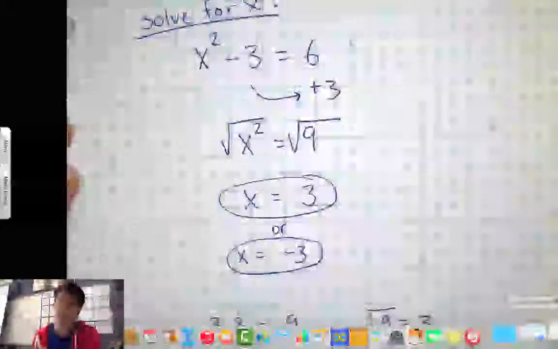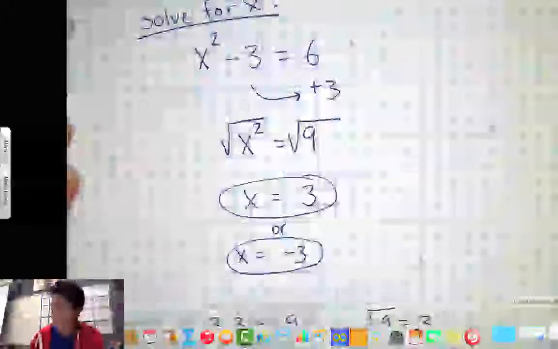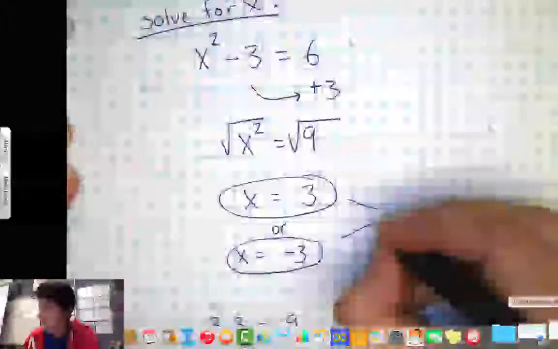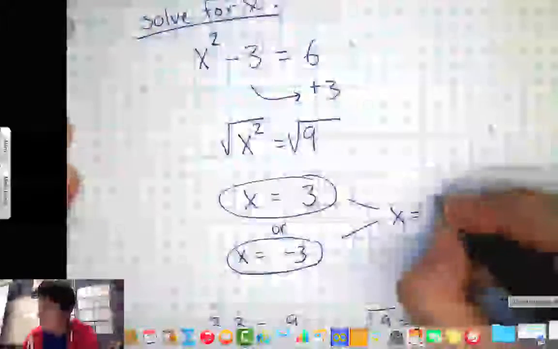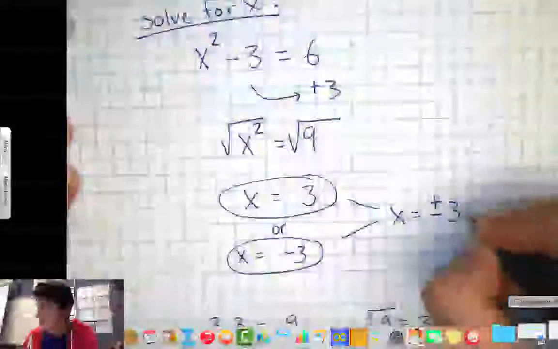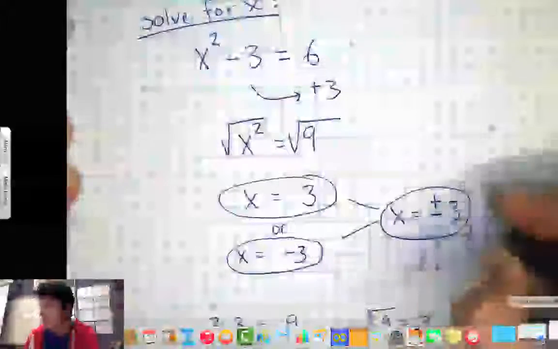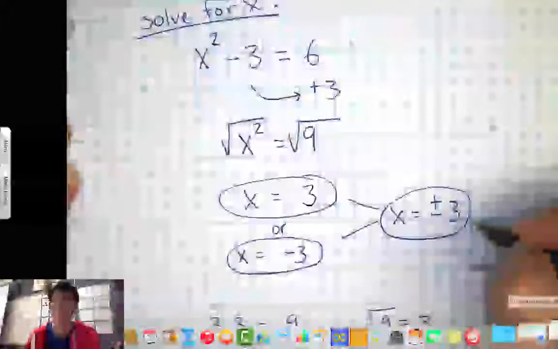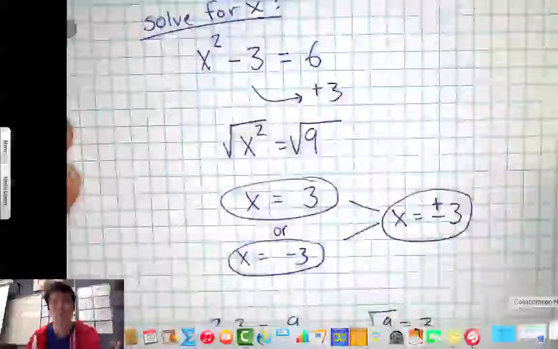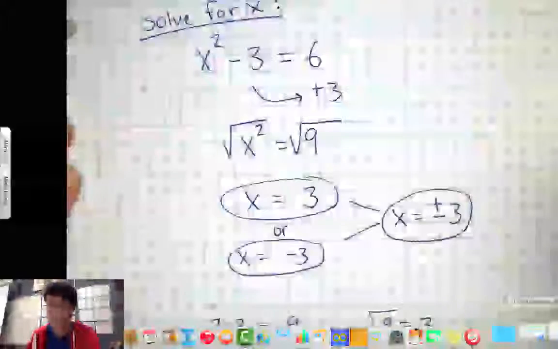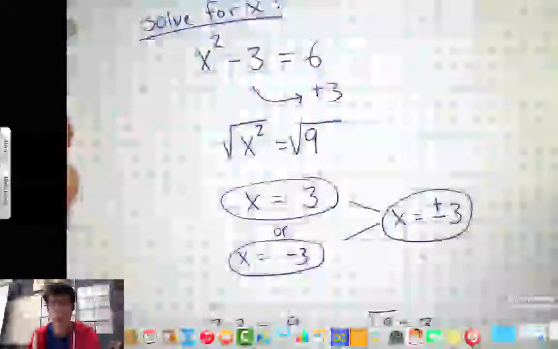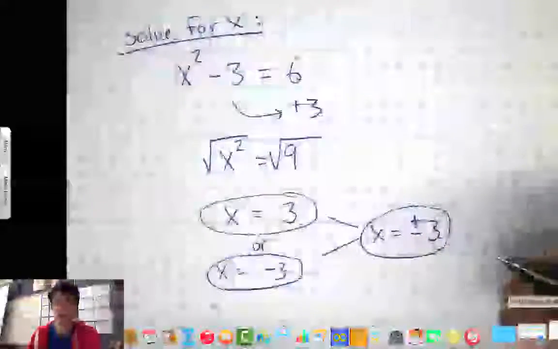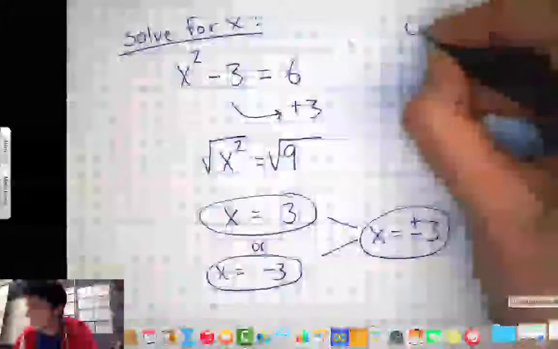And a lot of times what we do in our class is we simplify this by saying, you know what, x is equal to a positive or a negative 3. So we're going to combine that together and say x equals plus or minus 3, positive or negative 3. Both answers are okay. And if I'm checking my answer and I'm trying to really make sure I'm correct, look what that's going to look like.